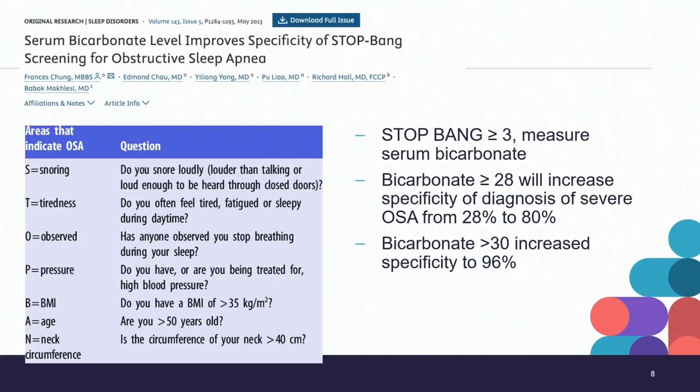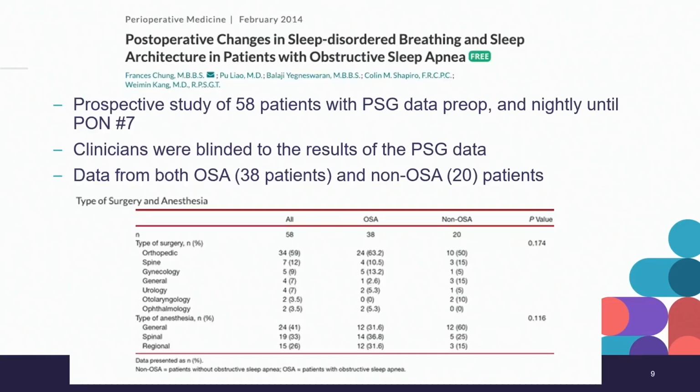And if you use 30 as a cutoff, that goes all the way up to 96%. So all of a sudden you have a pretty powerful tool to use for identifying these high-risk patients. Okay, so we can identify potentially high-risk severe OSA patients. So what happens to these patients around the time of surgery?